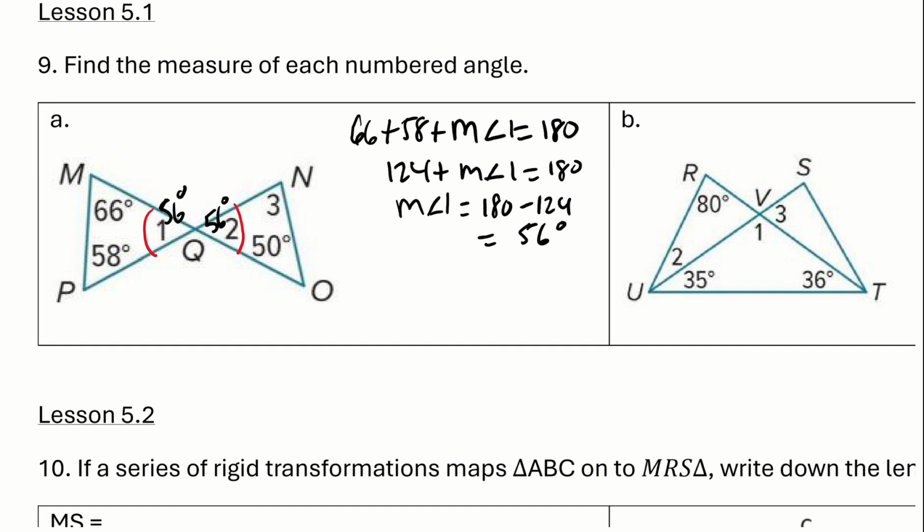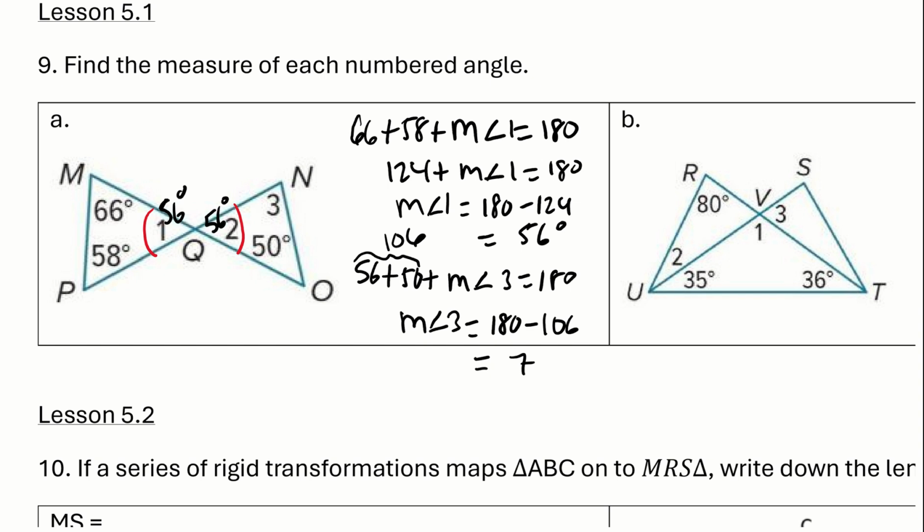Okay, and now we can use triangle angle sum theorem to get angle 3. All right, so we know that 56 plus 50 plus angle 3 equals 180. And so the measure of angle 3 is 180 minus, if I add this, it's 106.